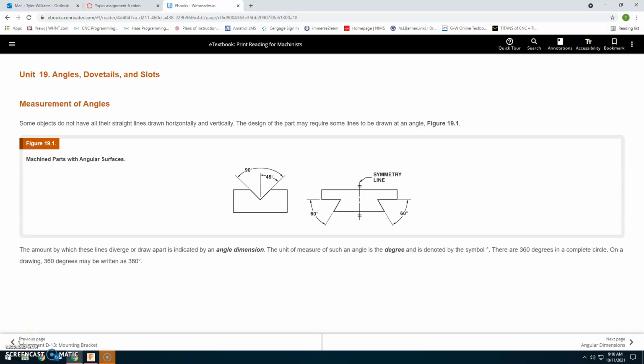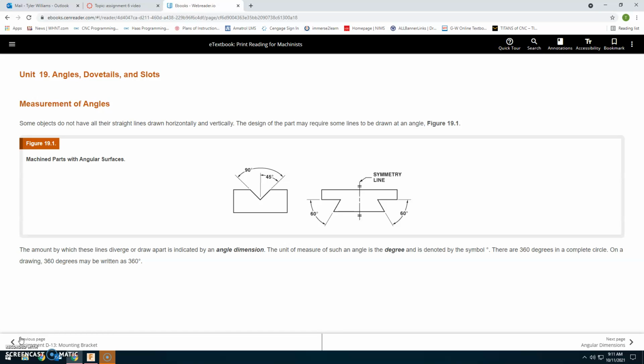So Unit 19, angles, dovetails, and slots. So measurement of angles. Some objects do not have their straight lines drawn horizontal or vertically. The design of the part may require some lines to be drawn on an angle. The amount by which these lines diverge or draw apart is indicated by angle dimension.